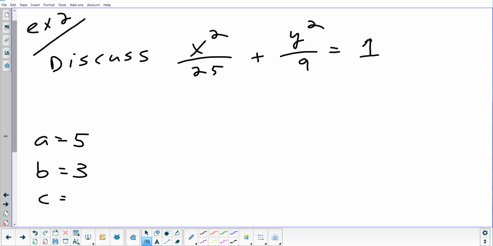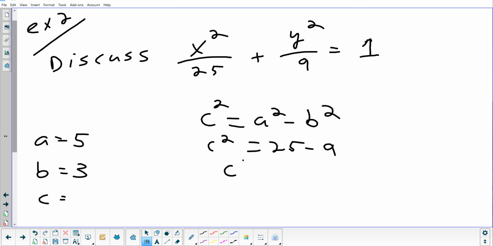Let's find C. What's the formula for C? Yep, A squared minus B squared. So that's going to be 25 minus 9, which means C is how much? 4.